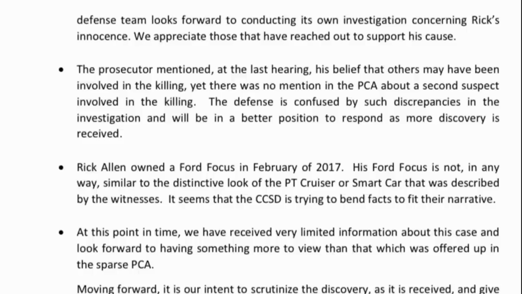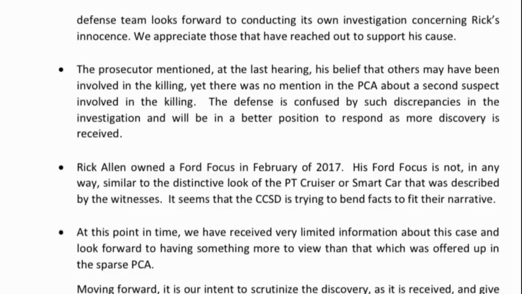The prosecutor mentioned at the last hearing his belief that others may have been involved in the killing, yet there was no mention in the PCA about a second suspect involved in the killing. The defense is confused by such discrepancies in the investigation and will be in a better position to respond as more discovery is received. Rick Allen owned a Ford Focus in February of 2017.